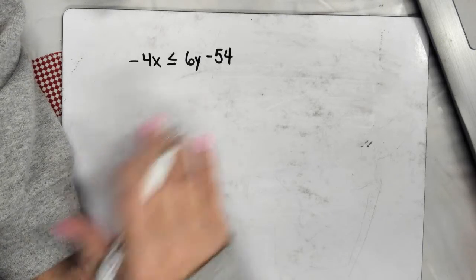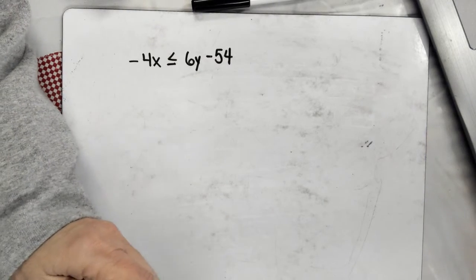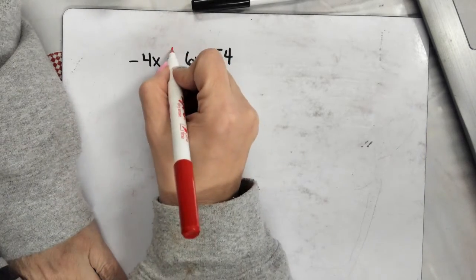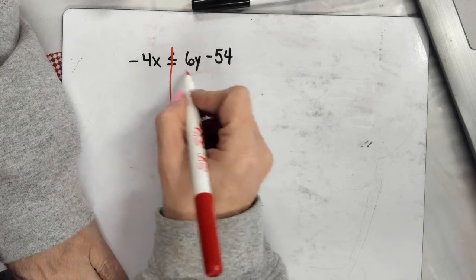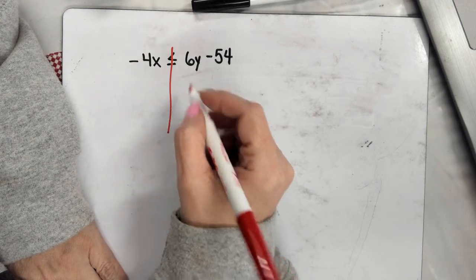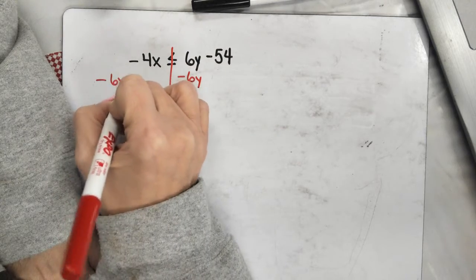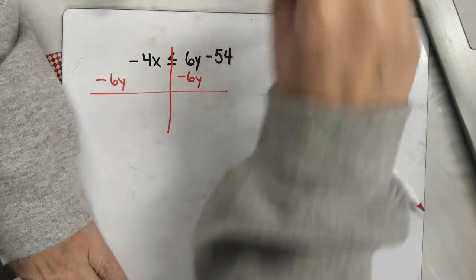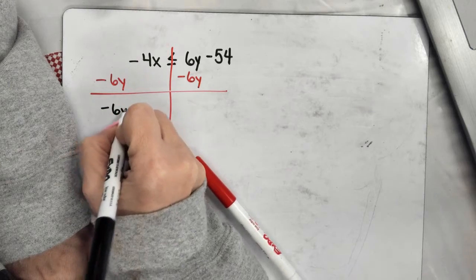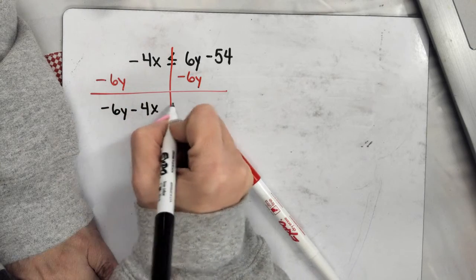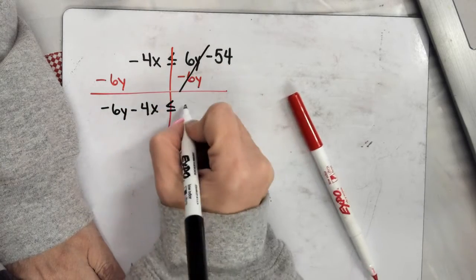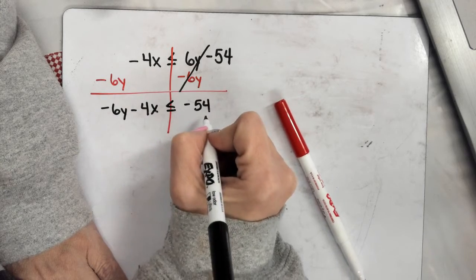So which graph represents this situation here? Well, I guess in order to work this one, I really need to make it look like y equals mx plus b. So my y and x, they're kind of on the wrong side, aren't they? So let me subtract 6y from both sides so that I can get the y over here. So negative 6y minus 4x less than or equal to, now that would be gone, negative 54.